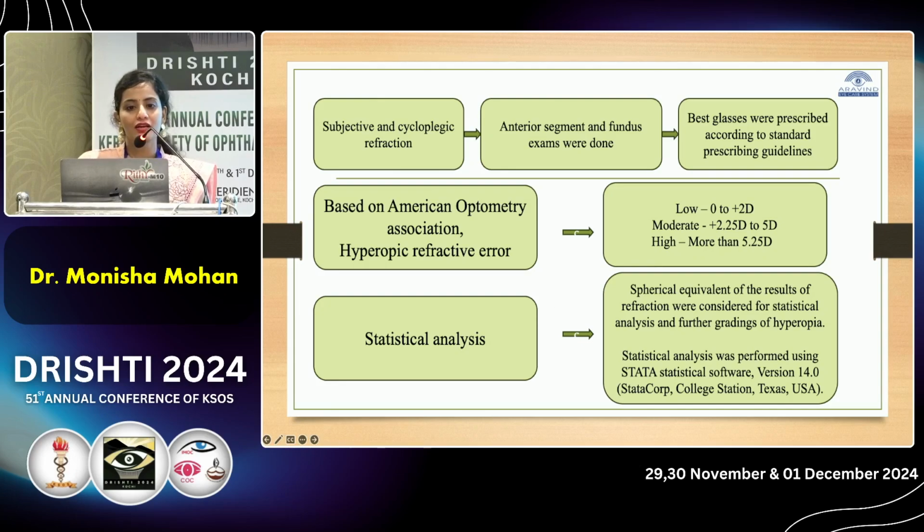So based on the American Optometric Association, we know that hyperopic refractive error is classified into low, moderate and high. Low is 0 to +2, moderate is +2.25 to +5 and high is more than +5 diopters.